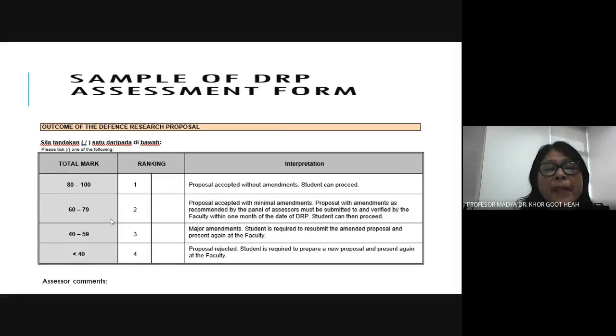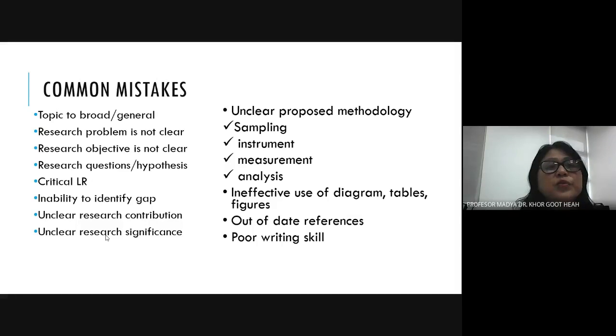In writing. So along the way of the evaluation, we used to find some common mistakes done by the students. The topic is too broad, too general. The research problem, objective, research question or hypothesis is not clear. The literature review is poor, the student is not able to identify the gap, and the research contributions or the significance of the study are not clear. Sometimes we also find students propose a very unclear methodology in the sampling, the instrument, the measurement, and the analysis.